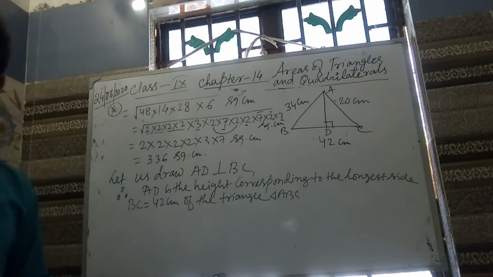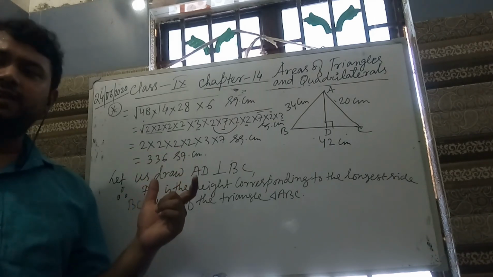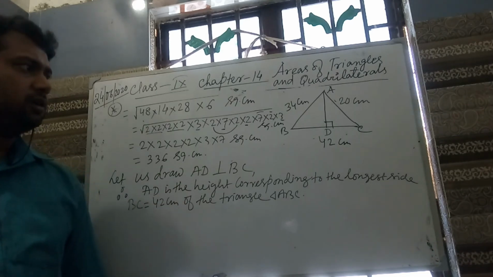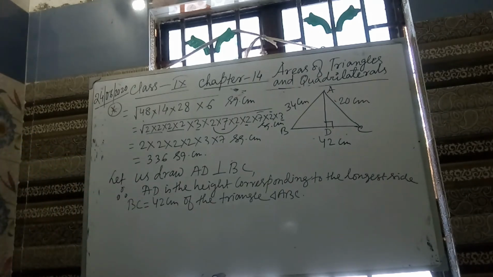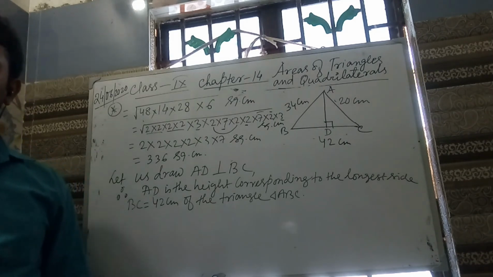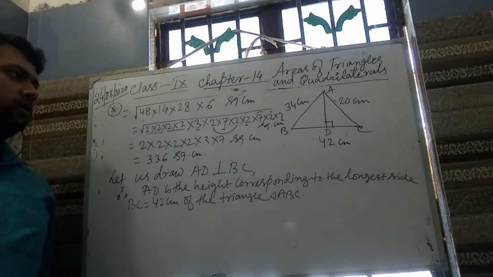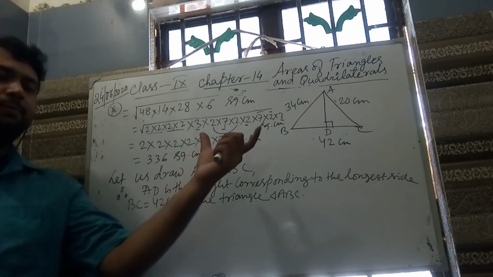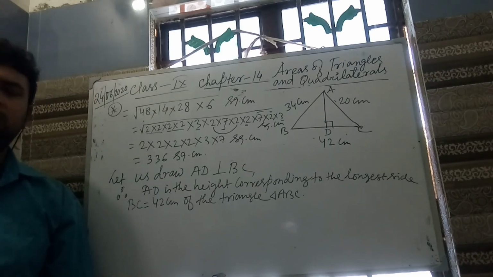Now tell me, what is the formula to find out the area of a triangle whose base and the corresponding height is given? It is half base into height. Okay, listen to me. If you know one base and the corresponding height of a triangle, what will be the formula to find out its area? That is obviously half base into height.